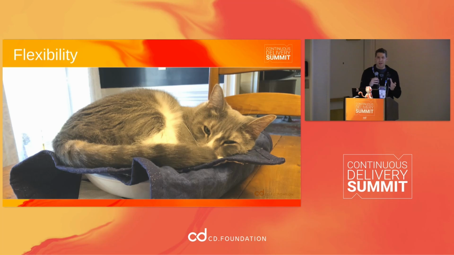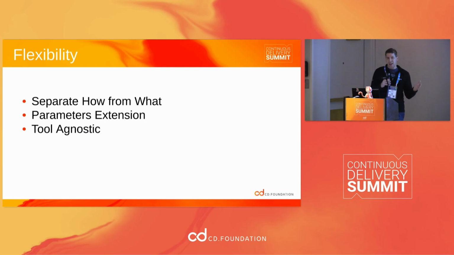Flexibility means that we provide space for teams to bend Shipwright to fit their needs. And this really starts with the build strategy model itself, which we're keeping at the core of the API. We then continue down this path with the parameters extension, which lets you have customization between the build strategy and the build execution. So during the API workshop, we also made sure that our APIs would be tool agnostic, so that we can really help grow the ecosystem of build tools.